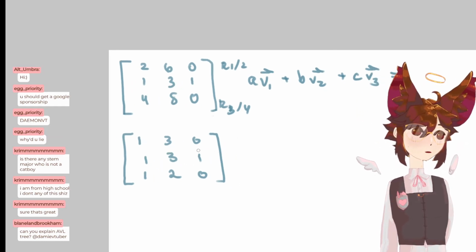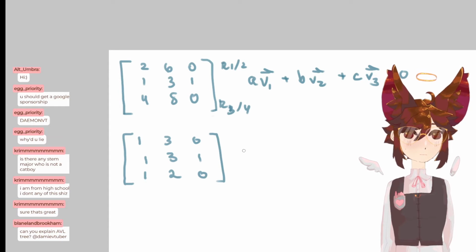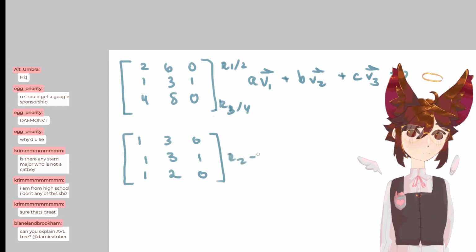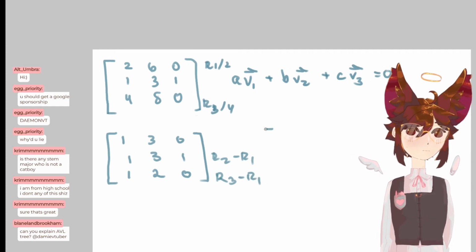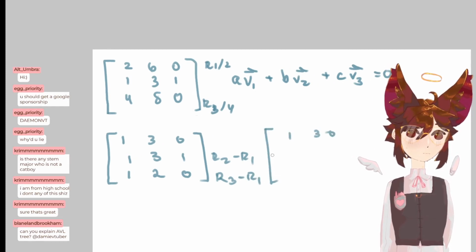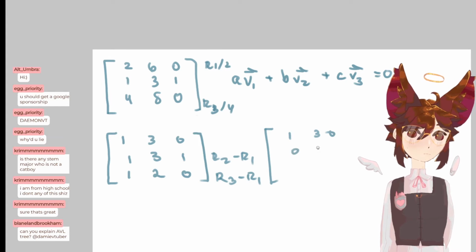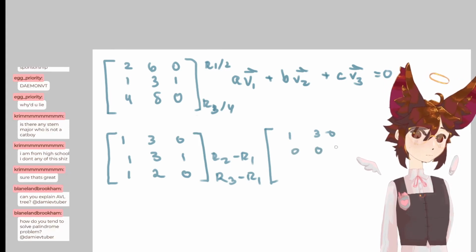All right, now we gotta cancel out these, right? Because these need to be zeros. So we'll do R2 minus R1, R3 minus R1. And we're gonna do 1, 3, 0. So 1 minus 1, 0, 0, 1 minus 0.